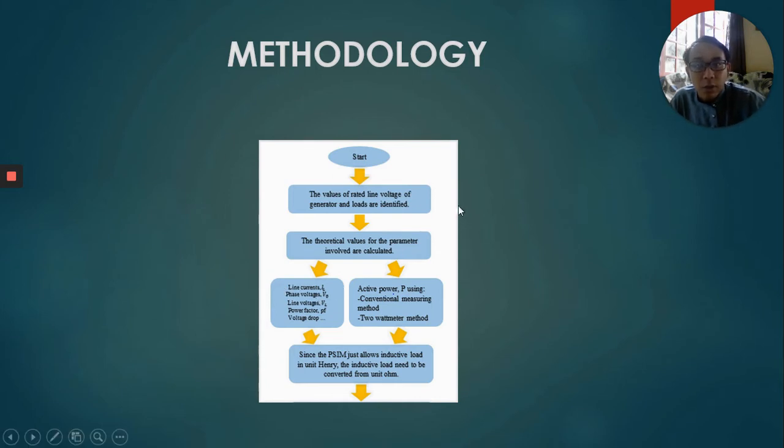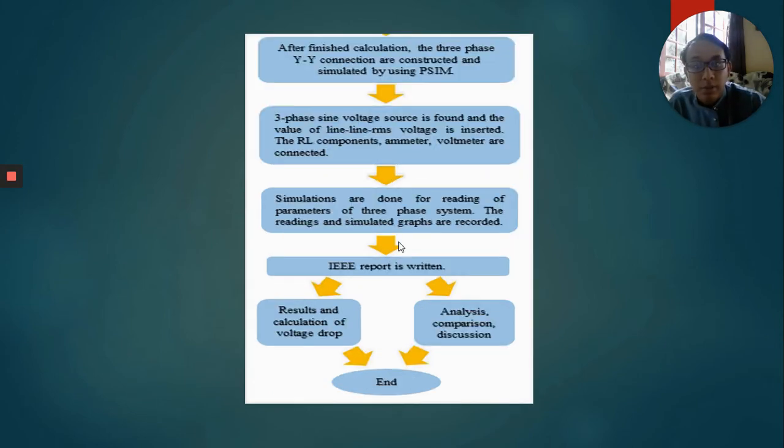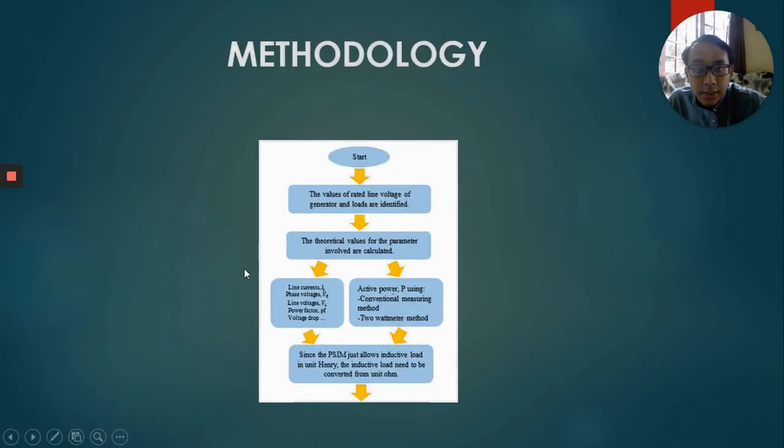This is the flowchart of the methodology. As you know, we commonly start with Start. This is incomplete, because the continuation is behind. So we start with this, and the values of the rated line voltage and generator load are identified. The theoretical values of the parameters are then calculated. I will show later. We can calculate IL, VO, VF, voltage drop, and so on.